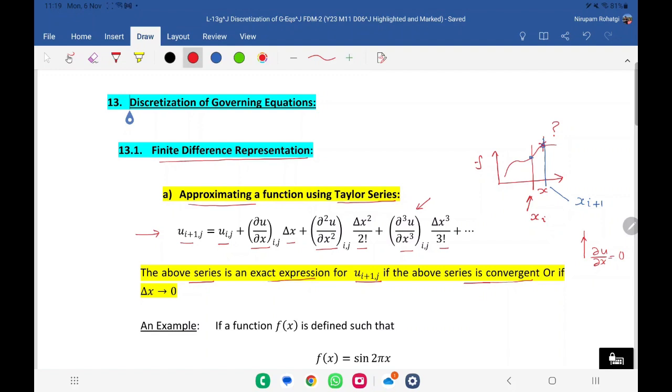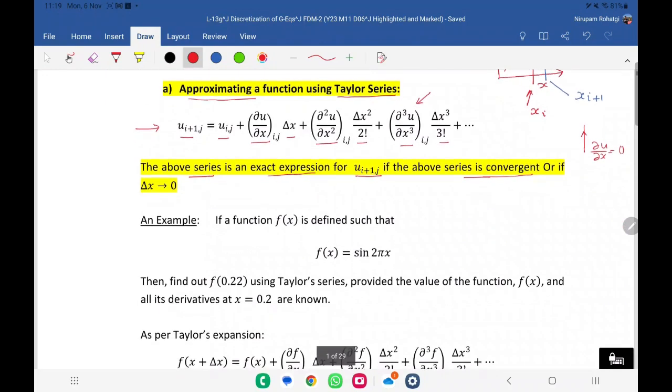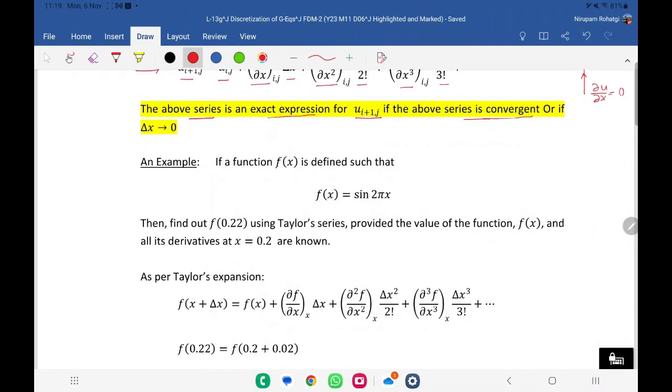Okay, so we take an example. We begin with an example that if f(x) is equal to sin 2 pi x, this is our function. So our objective is to find value of function at x is equal to 0.22, while we know all the derivatives and the value of function at 0.2. So we are moving slightly ahead of 0.2 and we want to find out what is its value at 0.22.